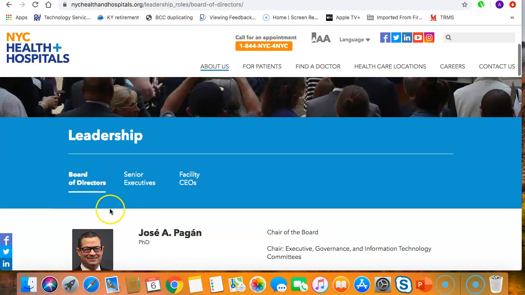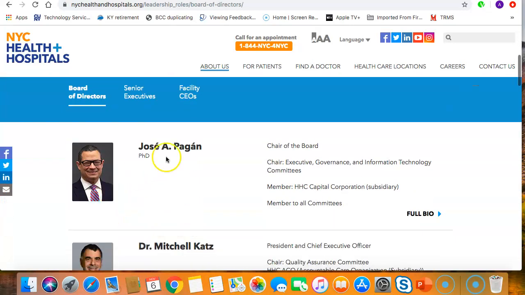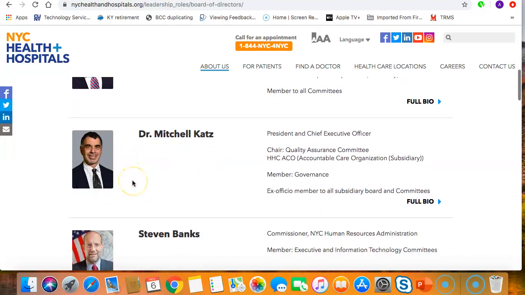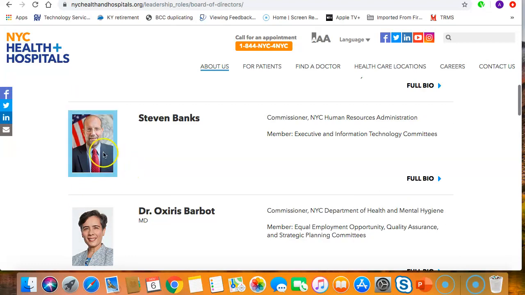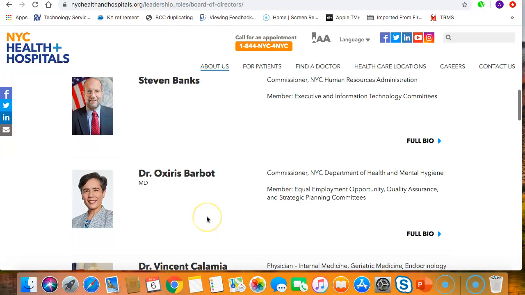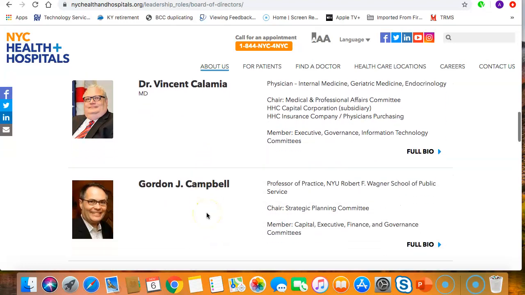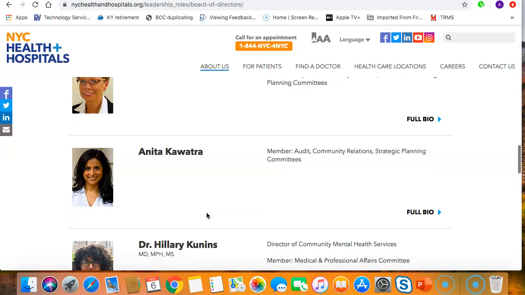So let's take a look at their board of directors. Jose Pagan is the chair of the board, and the CEO is actually a member of the board as well. But this guy, for instance, Stephen Banks, is not an employee of NYC Health and Hospitals. He is actually the commissioner for the New York City Human Resources Administration. So members of the board are people that have a stake in the operation of the hospital. They are the ones that have a vested interest in the success of the program.